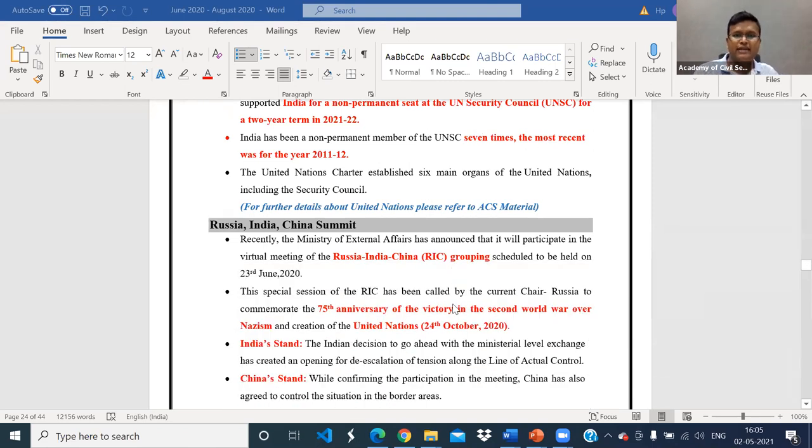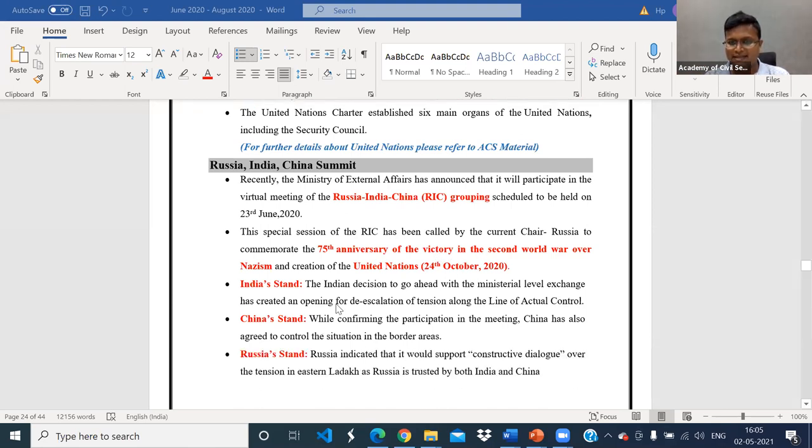Russia, India, China summit. On June 23rd, 2020, the summit of these three countries was held. The special summit was to commemorate the 75th anniversary of the victory of Russia and the Allied forces in the Second World War over Nazism, over Italy and Germany, and the formation of the United Nations after that. To commemorate these two events and celebrate Russia's victory 75 years on, we had a Russia-India-China summit.